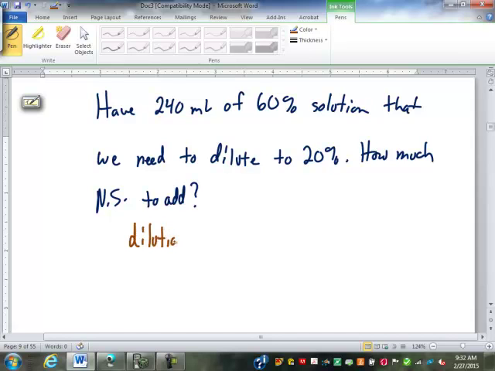Our first step, we're going to find the dilution. How do we find the dilution? New percent over old percent. 20% over 60%, which is going to reduce to a 1 in 3 dilution.